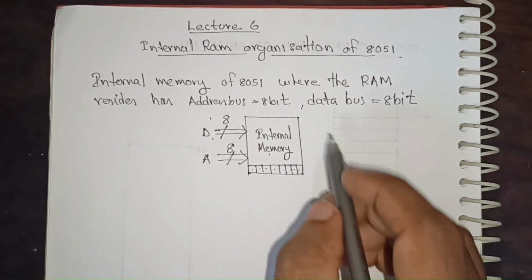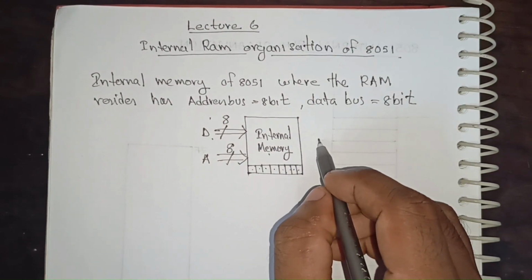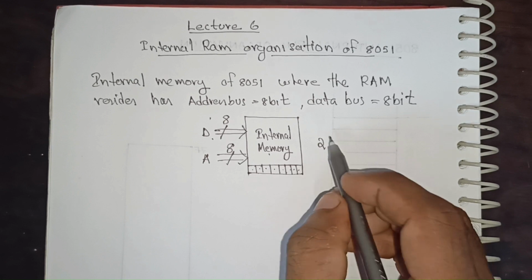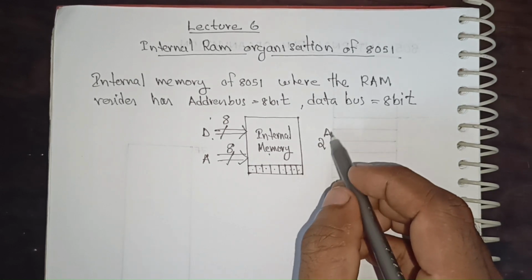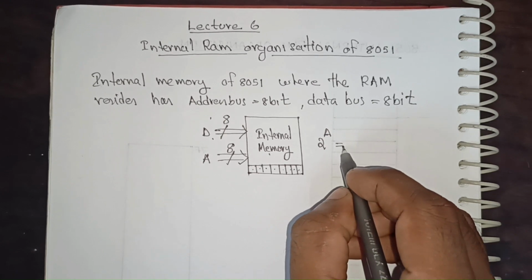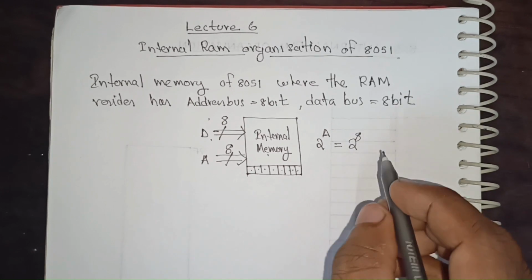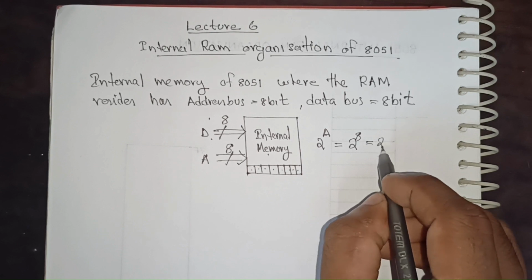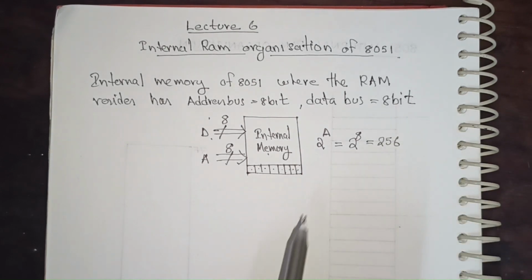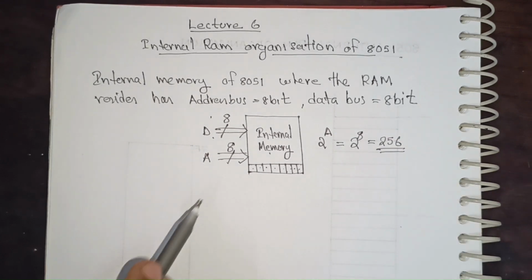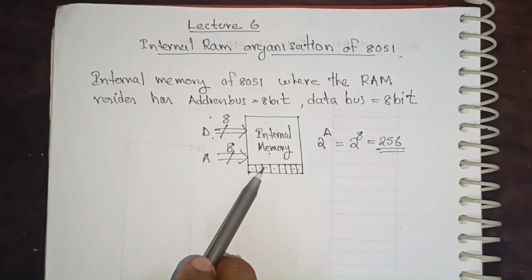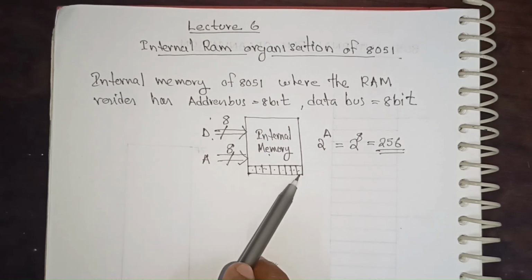For that, we will do the simple calculation: 2 raised to the number of address lines. That is 2 raised to 8 equal to 256. Therefore, we have 256 locations inside this memory and each location can store 8-bit of data.